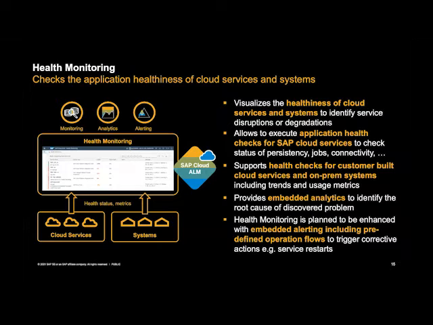Most importantly, when you see any abnormalities, you always have alerting capabilities. Those are the checks you can do for the status of persistency, jobs, or connectivity. It also includes trends and usage metrics, and again, very important, embedded analytics that always help you identify the root causes of problems in the landscape.